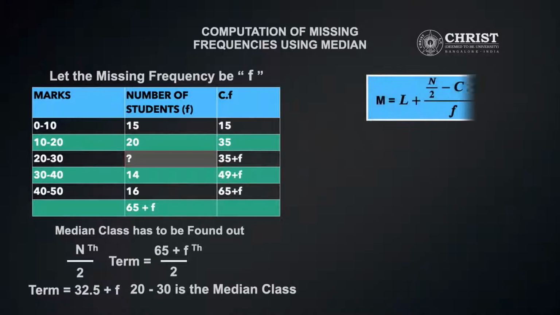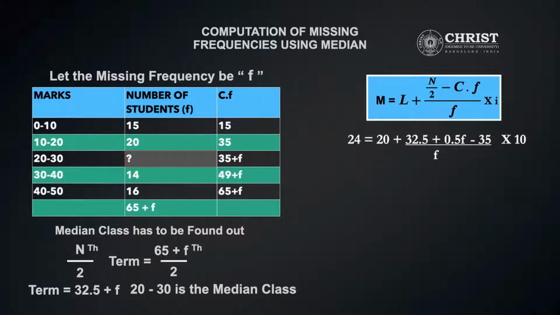Now what do we have to do? We have to use the equation for computing the median to compute the missing frequency. So median M is equal to L plus N by 2 minus cumulative frequency divided by f into i. Substituting the values in the equation, the median value is already known, 24. The lower limit is 20 because 20 to 30 is the median class. So 32.5 plus 0.5F minus 35 divided by F into i, where i is 10. Because the frequency value is not known, we are using F.